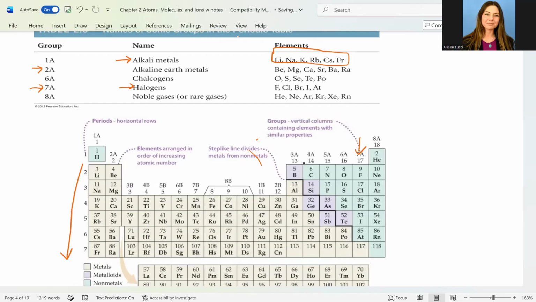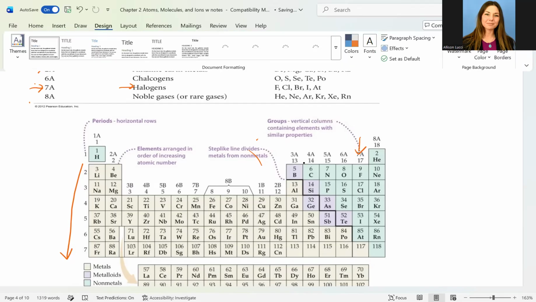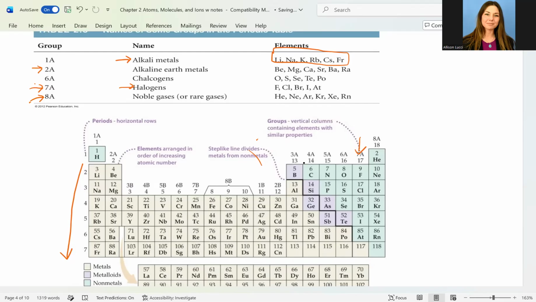And then we have our last column here that has a common grouping. These are the noble gases in 8A here. So we have helium, neon, and argon that start. So again, the noble gases, you should know that name, the halogens, definitely alkali and alkaline earth metals.